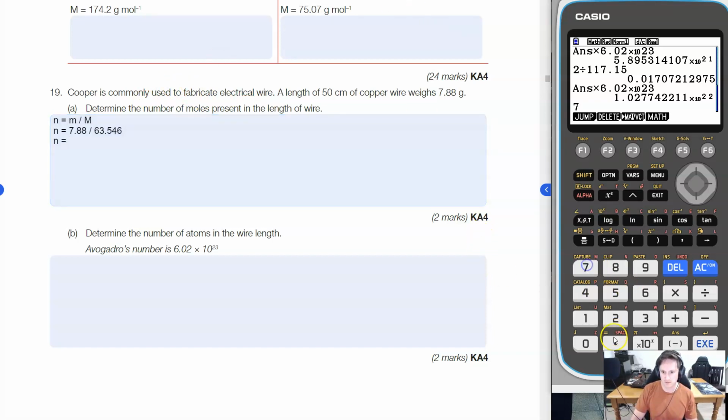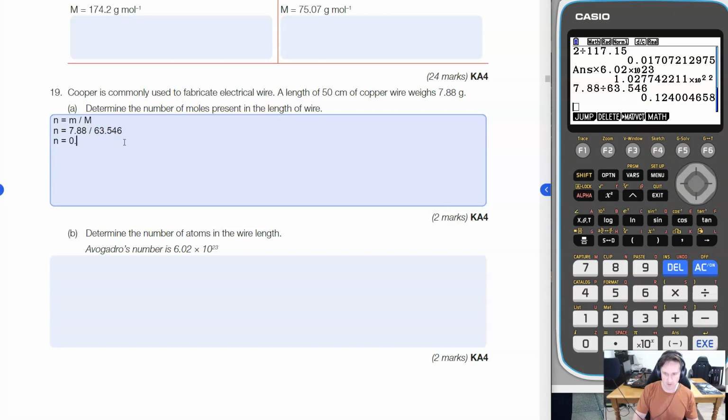So we'll go 7.88 divided by 63.546. So that's going to be 0.124 mole. Okay. I'm going to round that off to 3 sig figs. Okay, so the 3 significant figures are these 3. And that's because the least precise measurement is also the 3 sig figs.